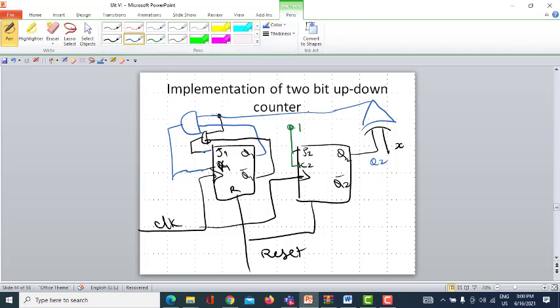This one will be your X XOR Q2. Q1 into X XOR Q2, that is for your K1, and this will be for your J1, which is nothing but Q1 bar into X XOR Q2. Okay. This is how you will implement your 2-bit up down counter.